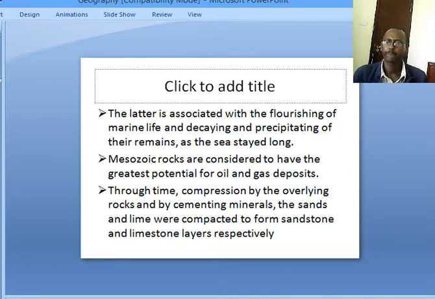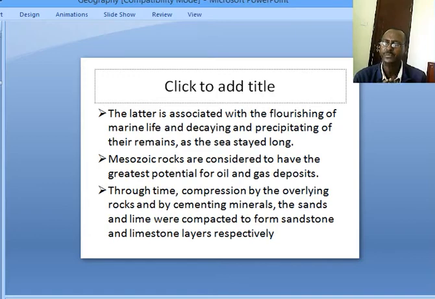Through time, compression by the overlying rocks and by cementing minerals, the sands and lime were compacted to form sandstone and limestone layers respectively. These are good examples of sedimentary rocks. Sandstone and limestone are rocks that are formed from the settling down of sediments.